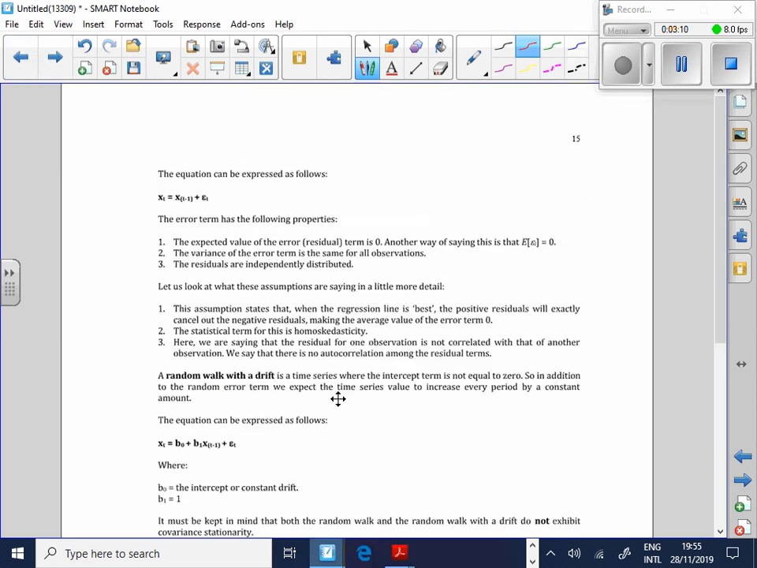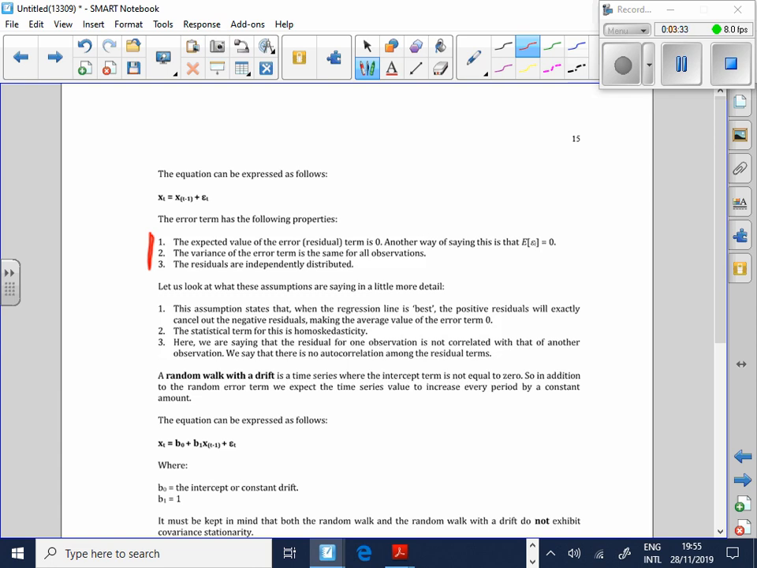Look over here. Generally speaking, the equation will be expressed as follows. Okay. By the way, what does the error term have? Am I boring you yet? Okay. We saw all of these. Remember, where did we see these, guys? These are my normal principles from regression analysis.